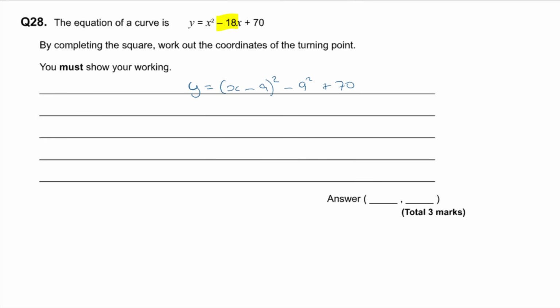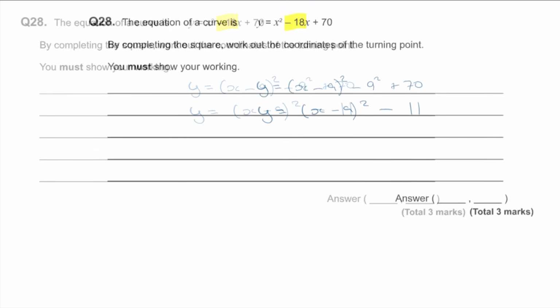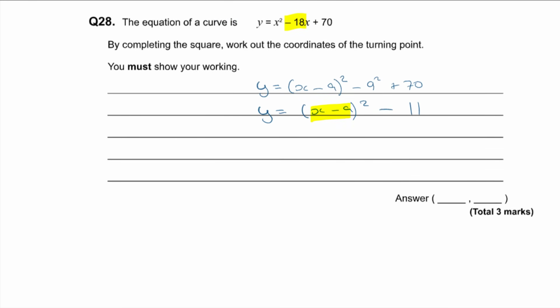So the square of 9 is going to be 81. So if I take 81 away from 70, that leaves me with minus 11, doesn't it? So that's going to be y is equal to x minus 9 all squared minus 11. So then the turning point is going to be when this part of the bracket is going to be 0, and the value of x that makes that bracket 0 is 9. And when that bracket is 0, the y value is going to be minus 11.